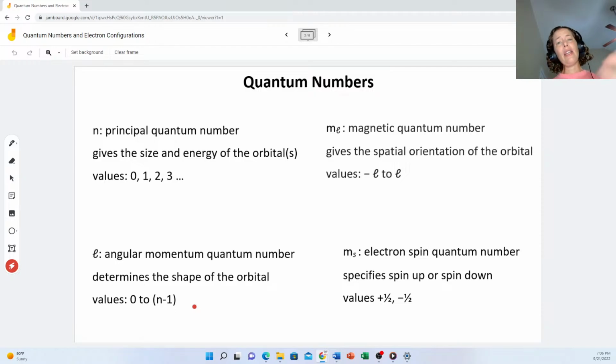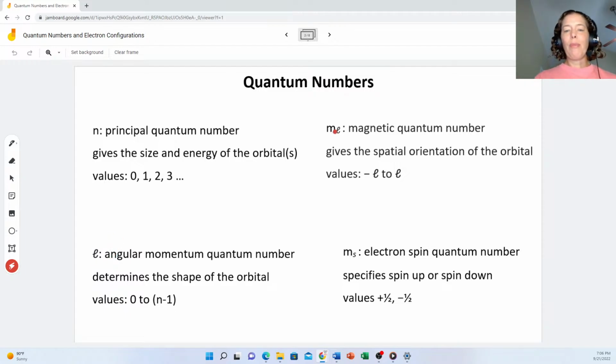Now, our angular momentum quantum number is going to determine the shape of the orbital. So I'll show you pictures of the orbitals. Some orbitals, at least to me, kind of look like flowers. Others are spheres. Others kind of look like dumbbells, but we will see those pictures. But that is what L is going to tell us. It's going to tell us the shape of the orbital.